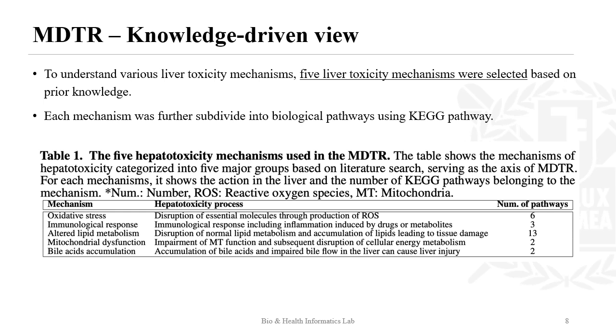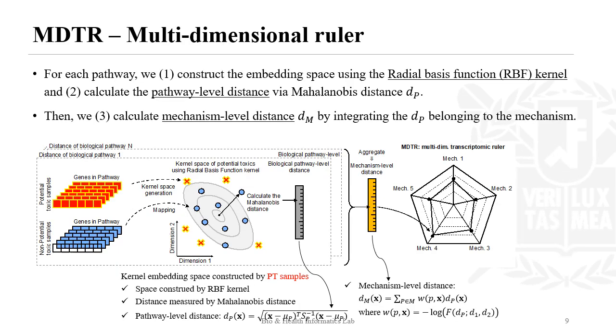Next, in the knowledge-driven view, 5 mechanisms were selected through a literature search for liver toxicity, and each mechanism was further subdivided into biological pathways using KEGG pathways. Finally, for each pathway, an embedding space was constructed using the RBF kernel corresponding to the genes in the pathway, based on the most perturbed samples selected by dual SVDD.